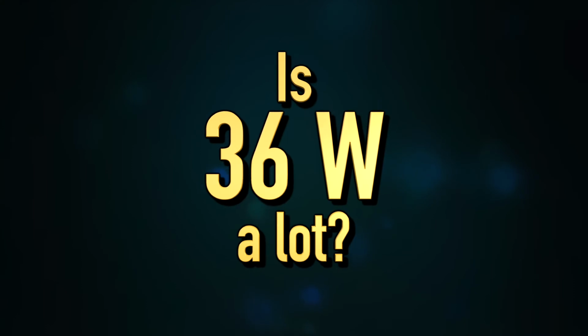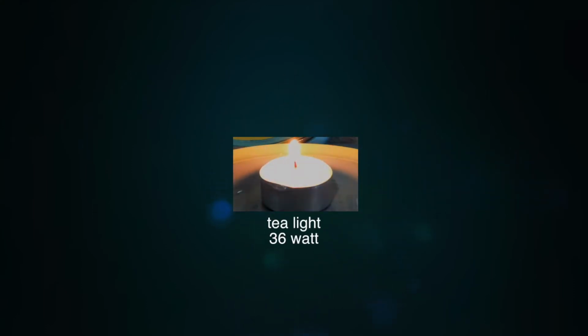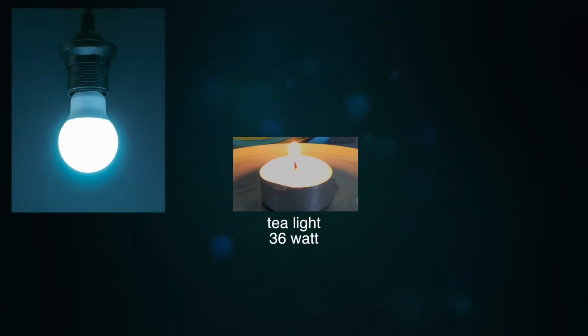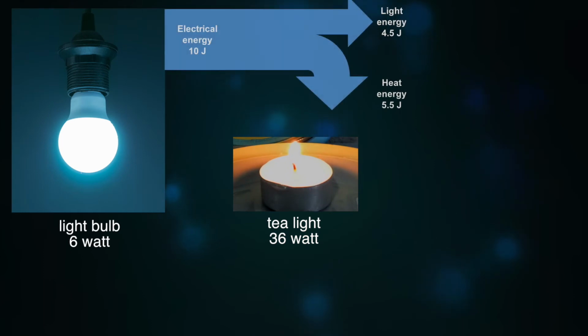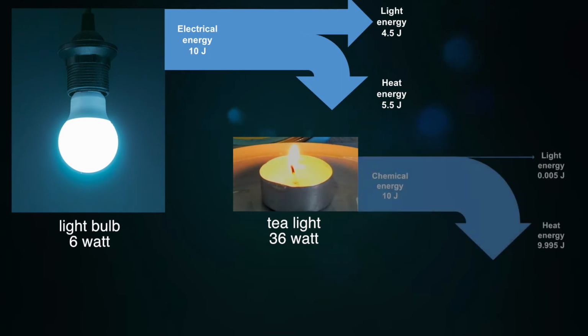Is 36 watts a lot? In your house, LED light bulbs typically transform 6 watts of electrical power into light and heat, though they produce less heat and more light than candles, which is why they look brighter. Here's the Sankey diagram for an LED light bulb. The arrow for light is much bigger than for the candle.